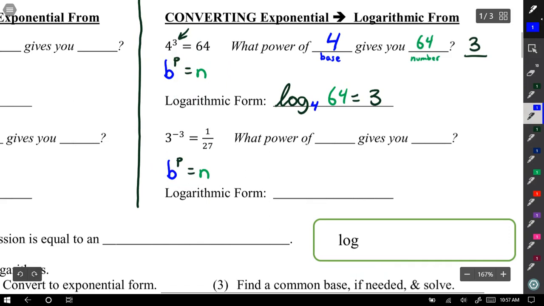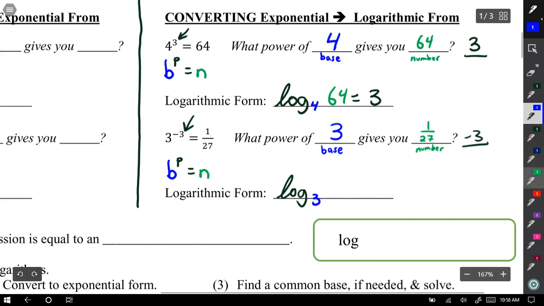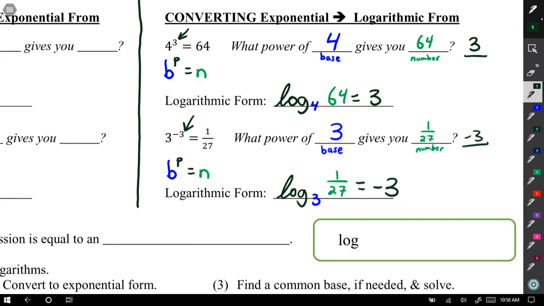What power of, well, my base is 3. What power of 3 gives me 1 over 27, because that's my number? What power of 3 gives me 1 over 27? It tells me that power. It tells me it's -3. So now let's write it as a logarithm. What power, log of 3, so my base is 3, gives me 1 over 27? That's easy because it tells me that power is -3. So that's converting from exponential to logarithmic.